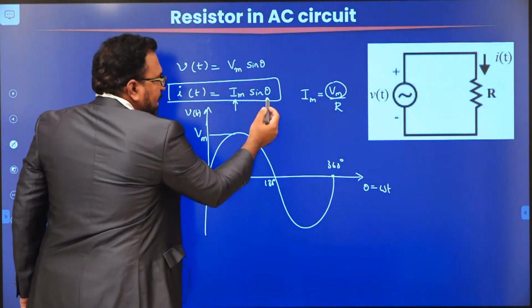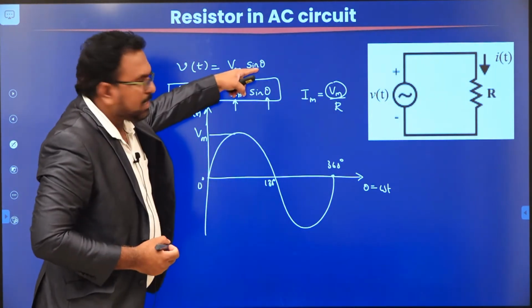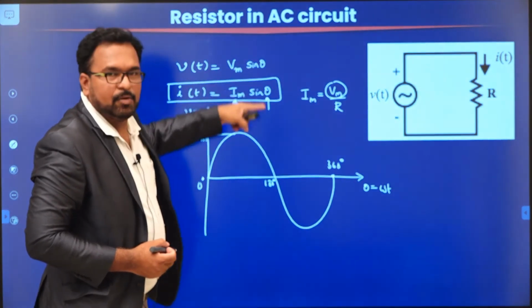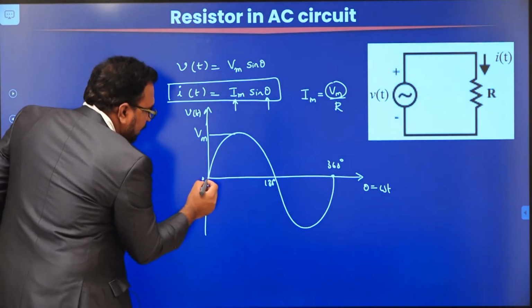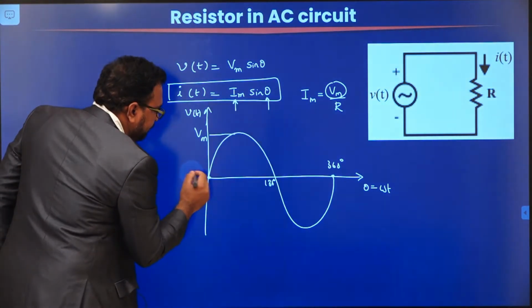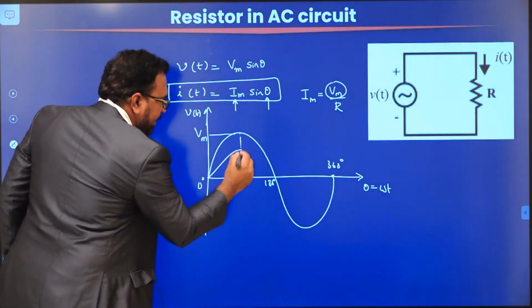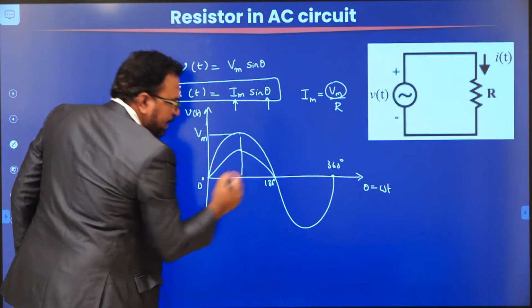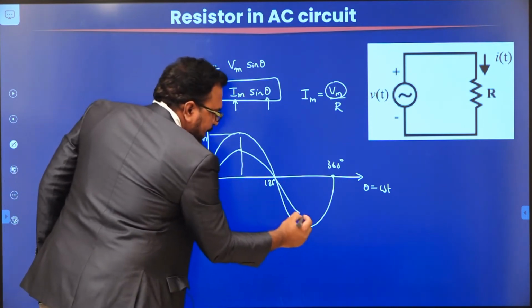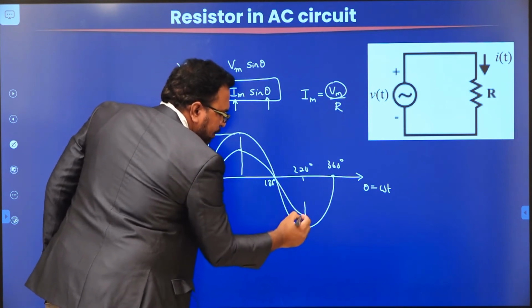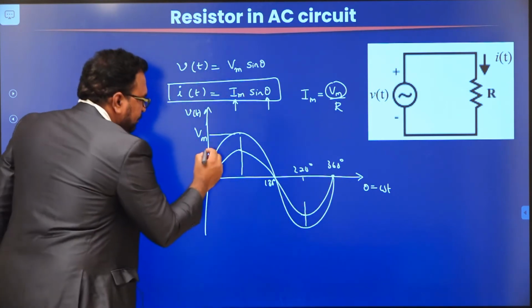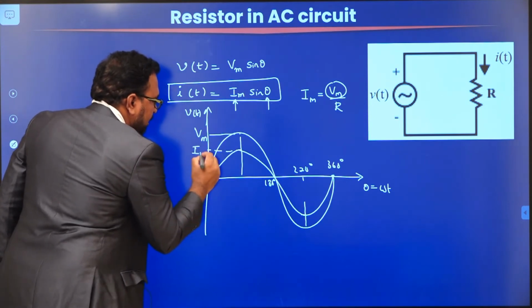But here theta. And what is the phase angle in voltage? Both are sin theta only. That means both waveforms start at the same point. So current will also start at 0 degrees. It reaches maximum at 90 degrees and becomes 0 at 180 degrees, then becomes negative maximum at 270 degrees and again becomes 0 at 360 degrees. So this is the current waveform.